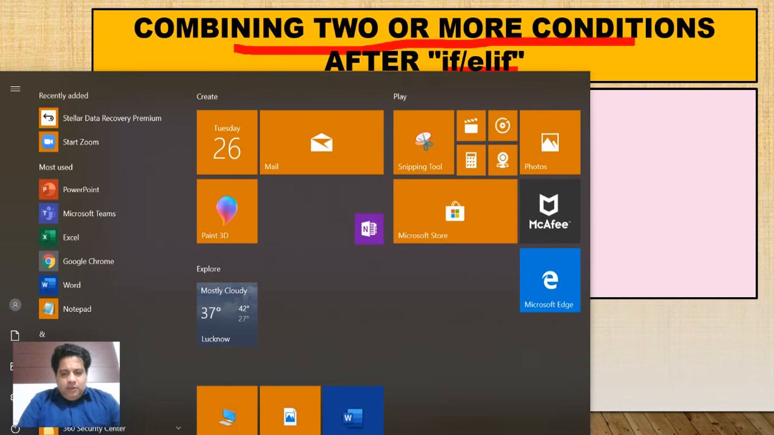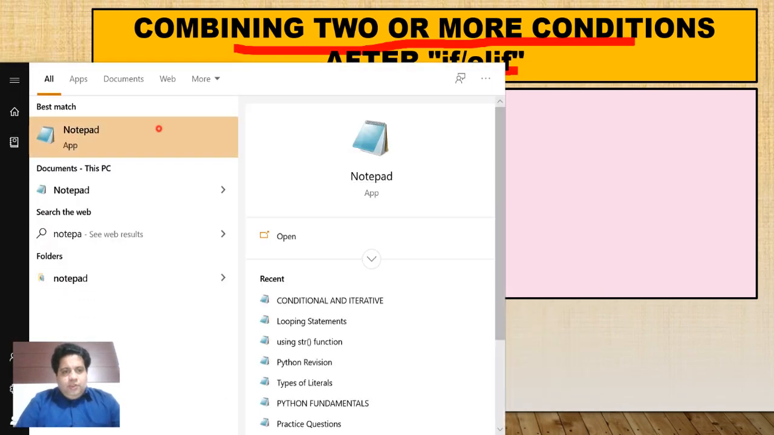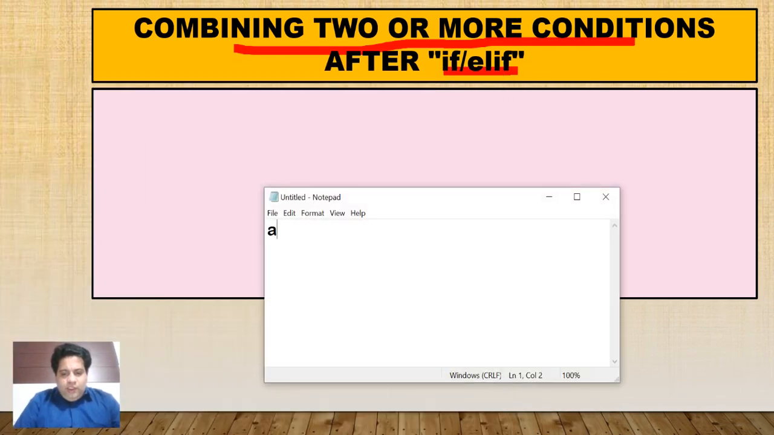It means suppose there are two conditions. One is A greater than B and the other is A greater than C. These are two conditions. Now we have to combine these two conditions on a single line after if. So what will we write? If A greater than B, comma A greater than C. No.